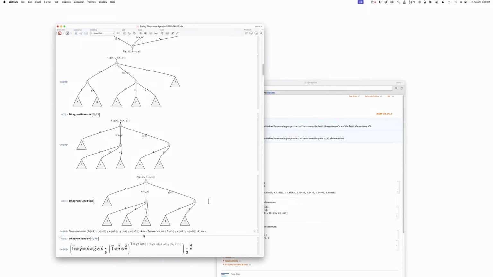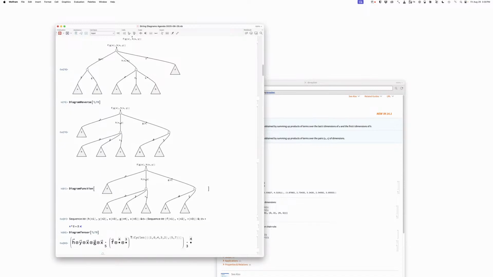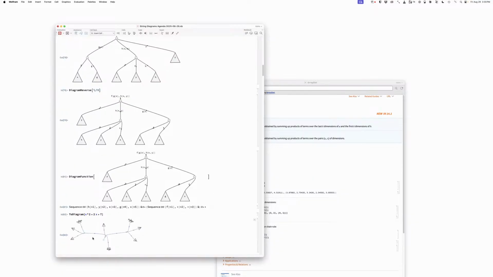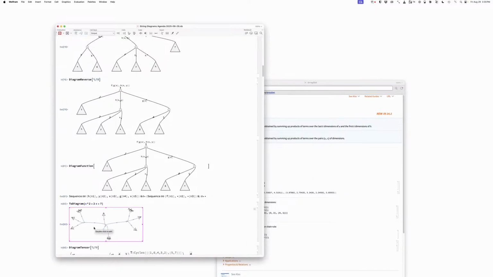So if I say something like x squared plus 2x plus 7, and then I say diagram of this, oh, that would treat it as an expression. All right. A simple case: do diagram of plus, comma, list x, y, comma z. Okay. And then do diagram function on that.